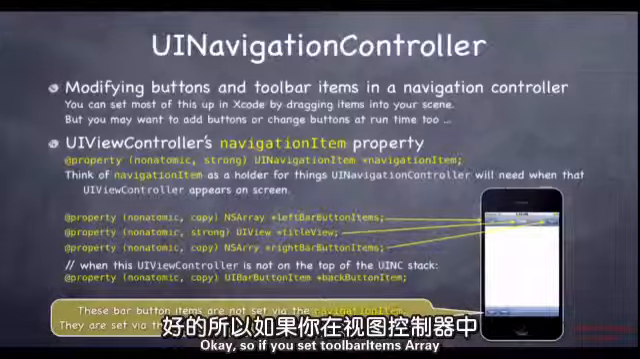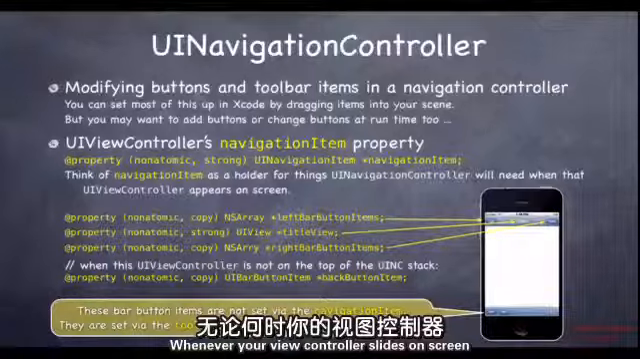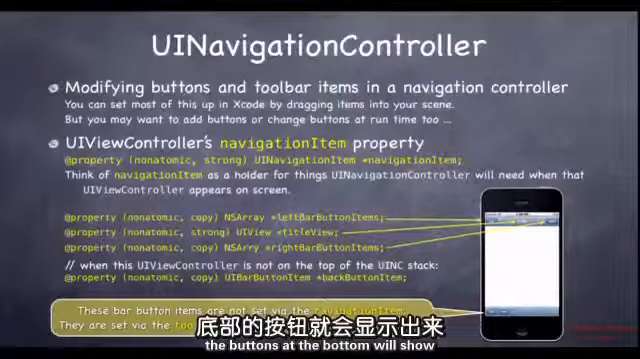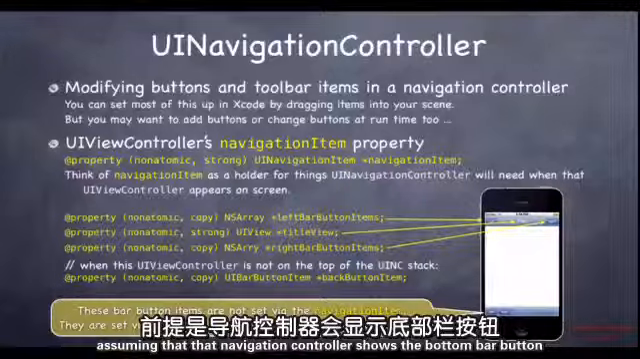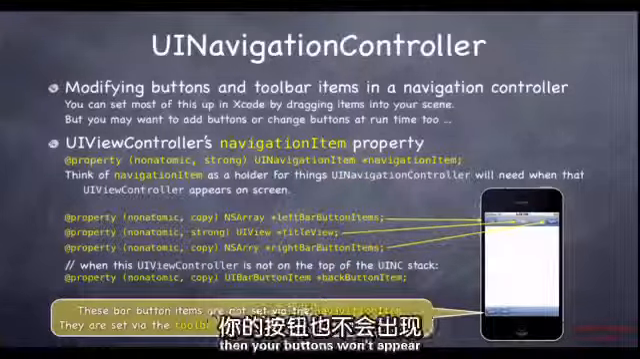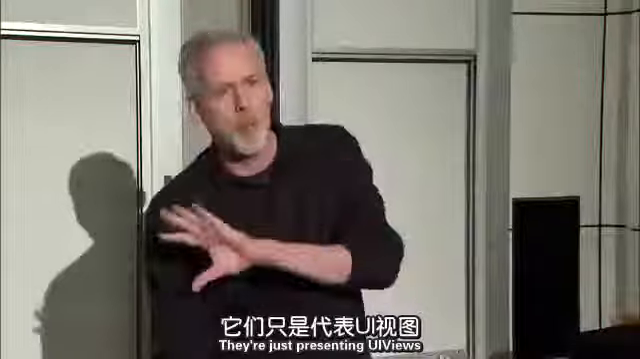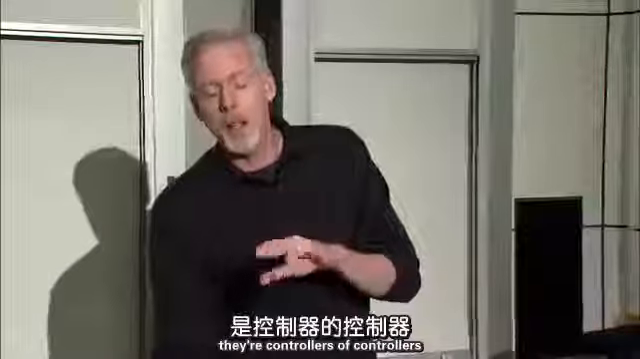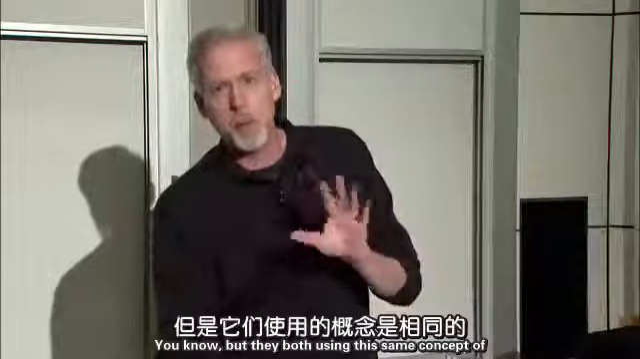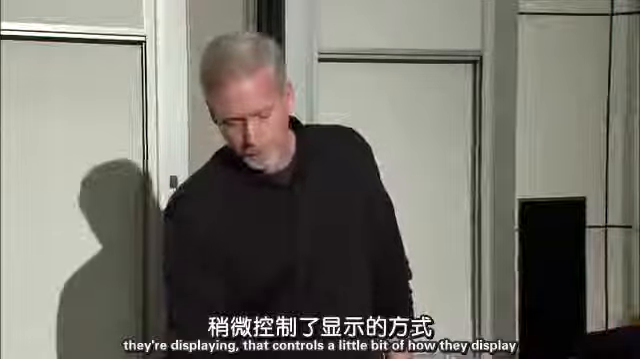Okay, so if you set the toolbar items array to something on your view controller, whenever your view controller slides on screen in a navigation controller, the buttons in the bottom will show, assuming that navigation controller shows the bottom bar, the little bar. Okay, if it's not showing that bar, then your buttons won't appear. So that's it. Tab bar controller and navigation controller are very similar. They're just presenting UI views. They're controllers of controllers. But they both use the same concept of having an object in the view controller they're displaying that controls a little bit of how they display.